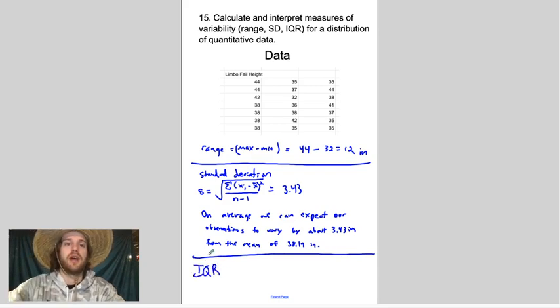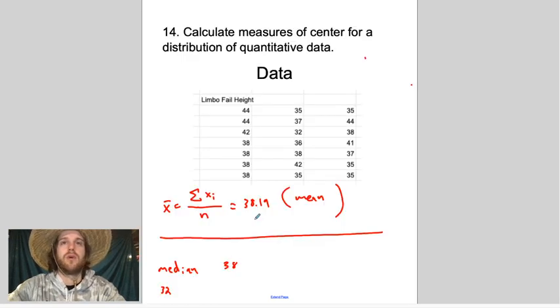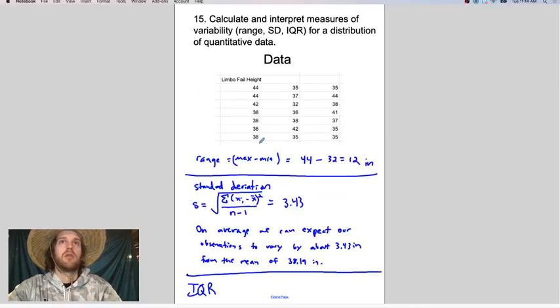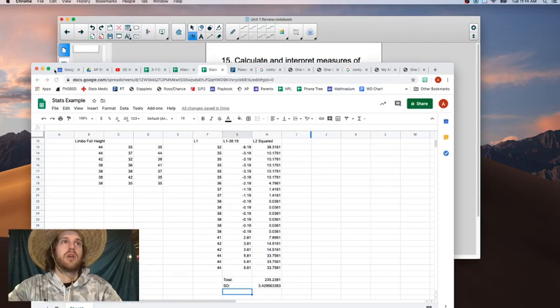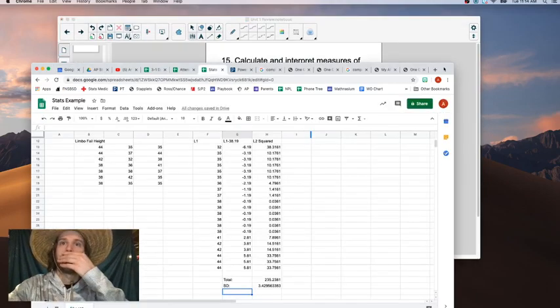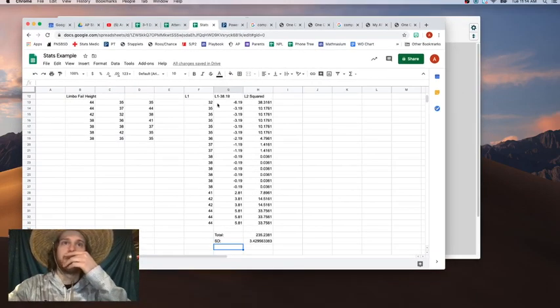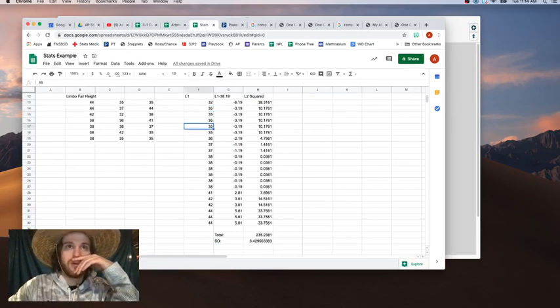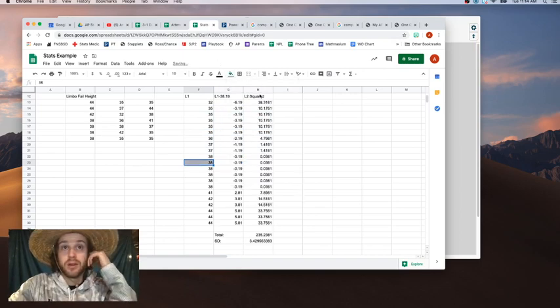IQR. Let's go back to the sorted list that I had. We can get rid of... so we know our middle value: 1, 2, 3, 4, 5, 6, 7, 8, 9, 10, 11. That's our middle value. I'm going to color that gray.